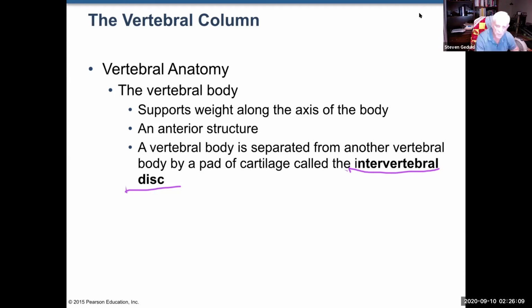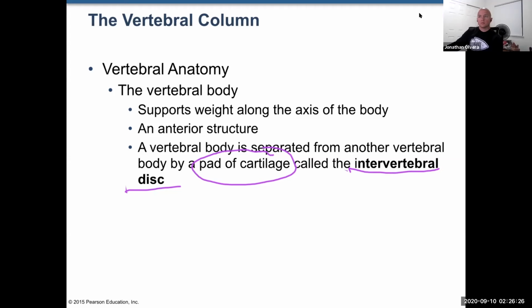So that's an intervertebral disc, and it's a pad of cartilage. And you need to know that for nursing exams and for my exams. Okay? It's an intervertebral disc. There's no fluid, no blood supply. It's a pad of cartilage. Okay? Remember, cartilage is avascular. All it is is a means to separate the two vertebrae so they don't compress into one another.